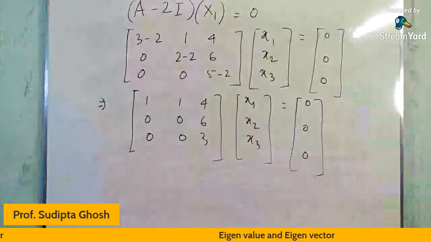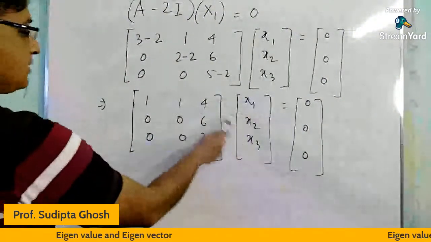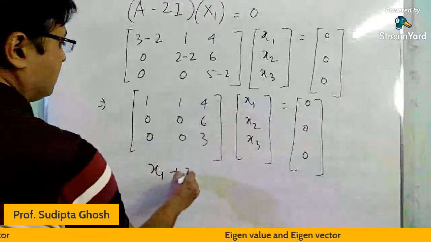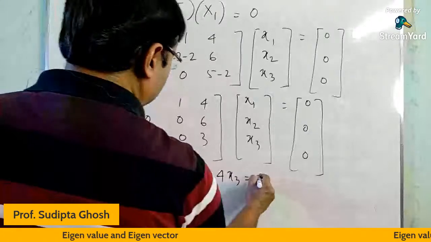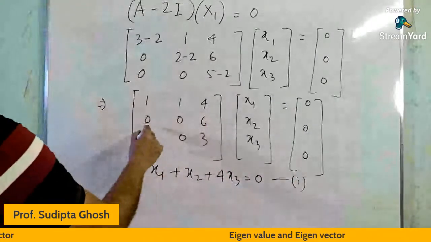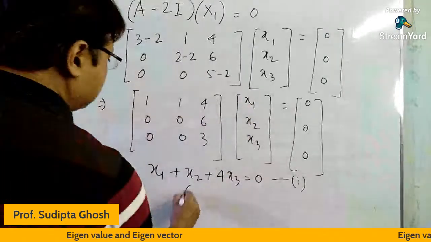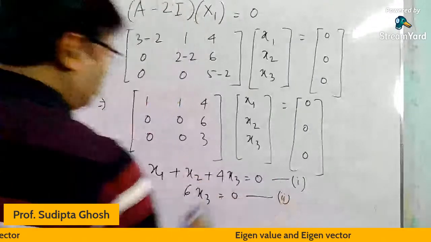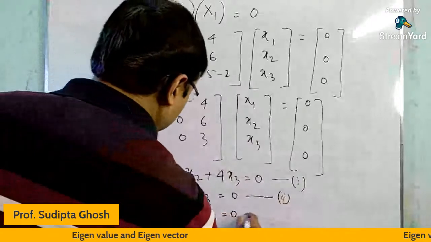From these two matrices, it will be x1 plus x2 plus 4x3, x1 plus x2 plus 4x3 equals 0. Let it be equation 1. Then from the second row, it will be x1 into 0 plus x2 into 0 plus 6x3 equals 0. It will be our equation 2. And from the third row, we can write 3 of x3 equals 0.